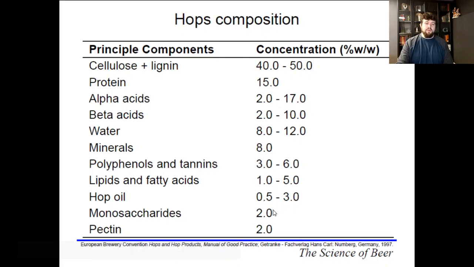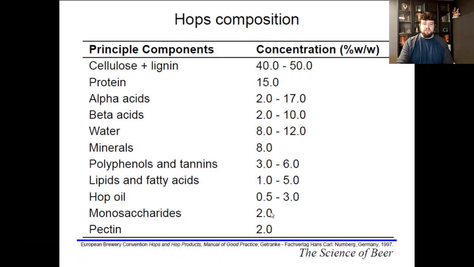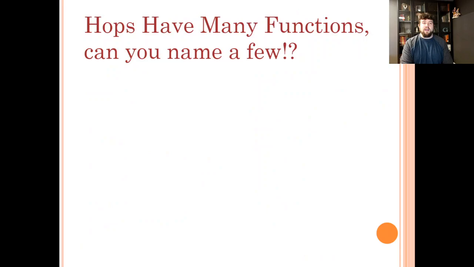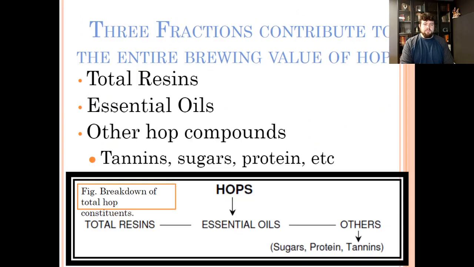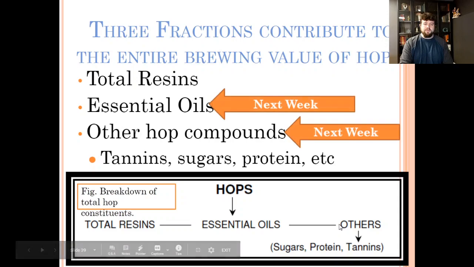And I want to point this out. There is some monosaccharides, some sugar. We'll talk about this next semester when we start looking at dry hop-induced hop creep and increases in attenuation. But today we're just going to look at the alpha acid fraction. So we can break this fraction down into a few different areas. We have total resins, essential oils, and then other hop compounds being tannin, sugars, and protein. So the hop has essential oils, resins, and then this other fraction. And we'll talk about these last two next week.